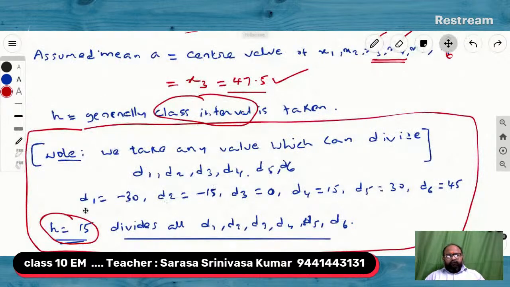Here we have noted down D1, D2, D3, D4, D5, D6. Now H, what is the H? In general, H is taken as the length of the class interval.